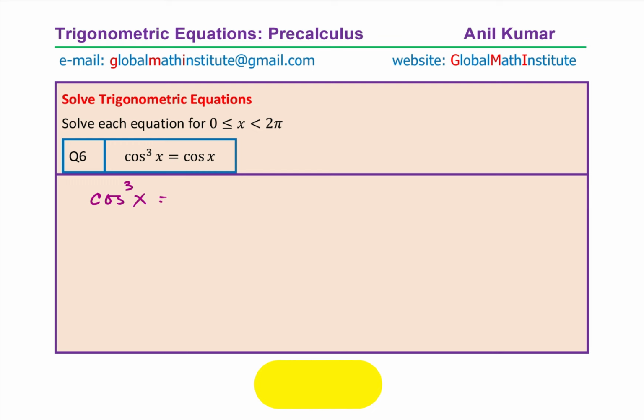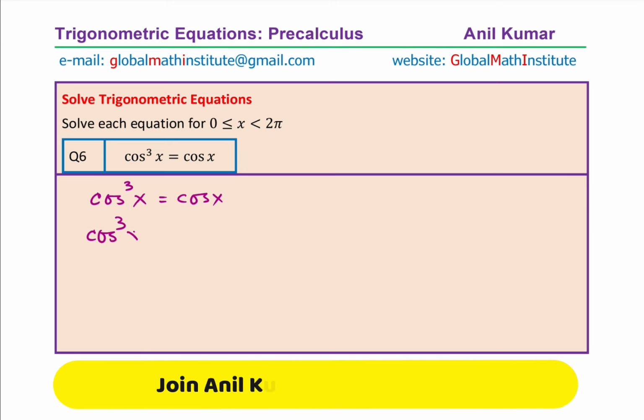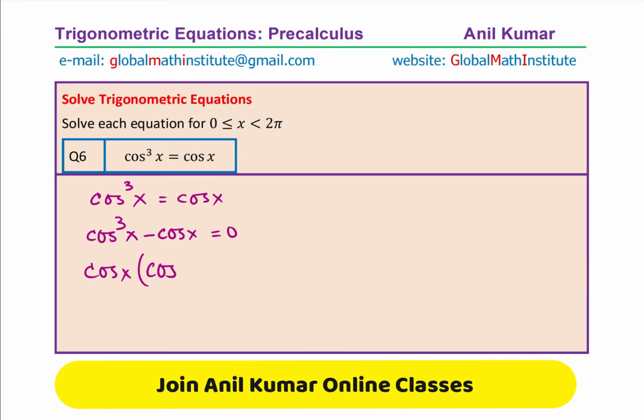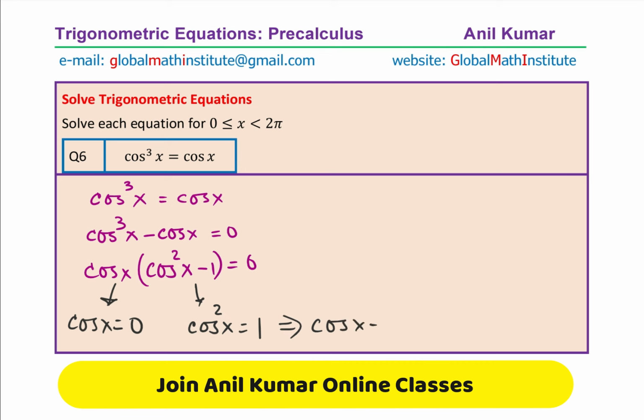Cos cube x equals cos x. So we could write this as cos cube x minus cos x equals 0. Taking cos x common, we get cos square x minus 1 equals 0. So that gives us a couple of solutions, right? One, cos x could be 0, or cos square x equals 1. Well, cos square x equals 1 really means that cos x could be equal to plus or minus 1, right? Do you see that?